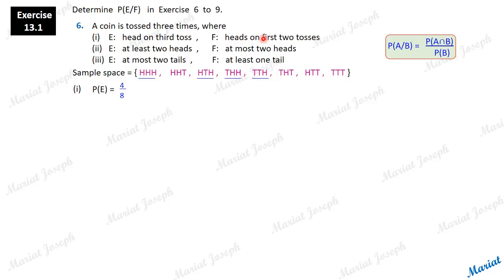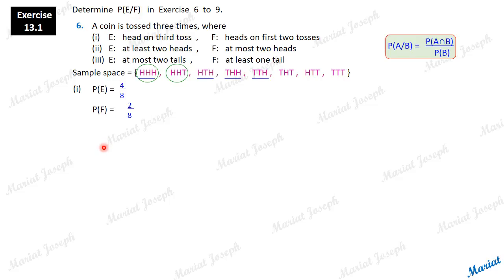Head on the first 2 tosses. Which are the outcomes having head on the first 2 tosses? Here they are. These are the 2 outcomes having head on the first 2 tosses. No other outcome. So, the probability of F, head on the first 2 tosses, is equal to 2 out of the total 8. Now, since we are going to find out the conditional probability of E given F, we need to get the probability of E intersection F. Only then we can apply the formula for conditional probability.